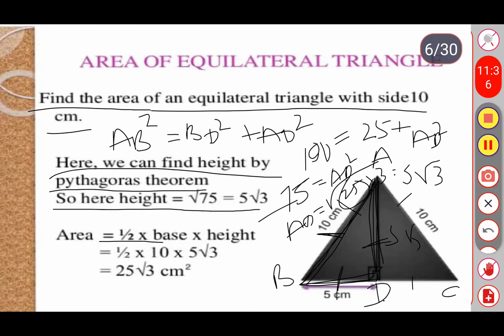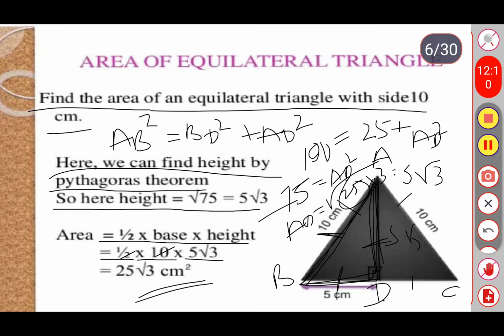Here, half into base into height. We already know the base of the triangle and the height of the triangle. So once we know the height and base of the triangle, we can directly use the formula half into base into height. So half into, what is the base of the triangle? Base length is 10 centimeter and height of the triangle is 5 root 3. Okay, so 2 fives are 10, now 5 fives are 25 root 3 centimeter square is the area of the first triangle.